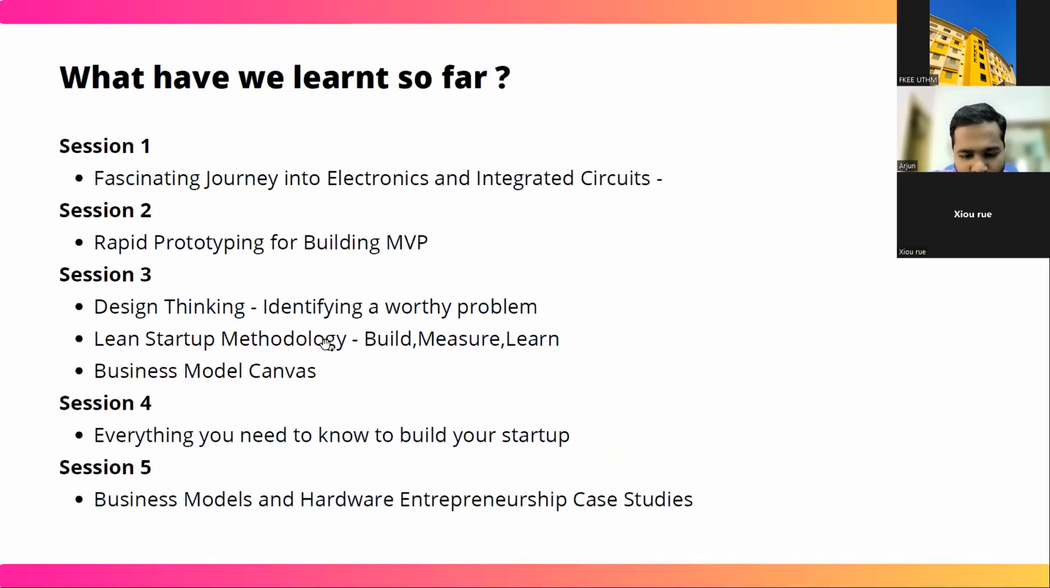So far we had 5 sessions, and we saw many things about startup hardware entrepreneurship, which is not only applicable if you want to start up your own company, but is also applicable even if you go for an employment in any of the big multinational corporations. So whether you go for a hardware oriented job or an IT oriented job, whatever we saw in the last 5 sessions is definitely going to help you.